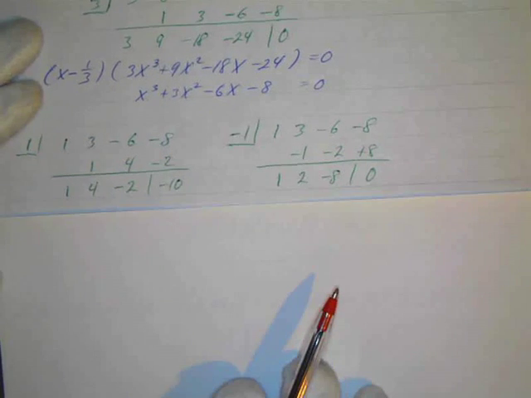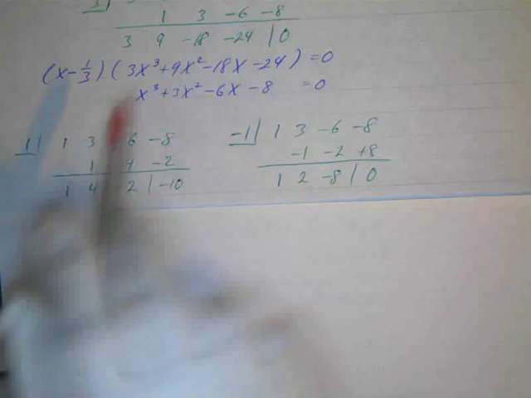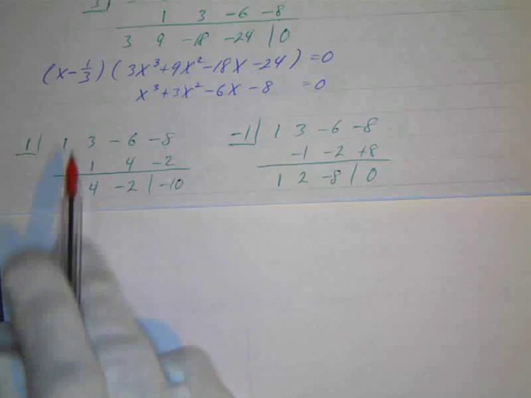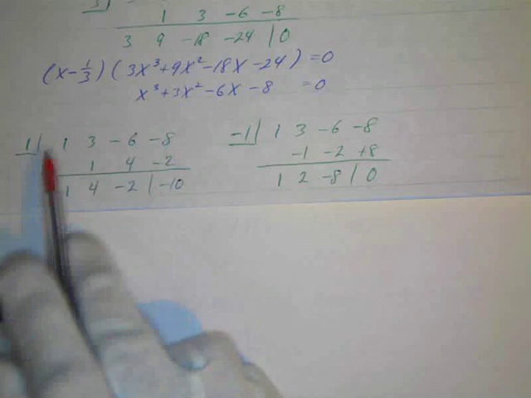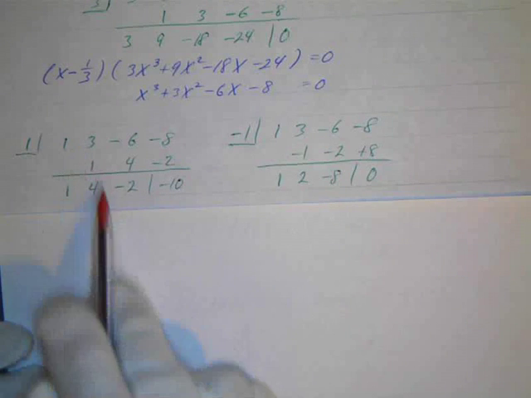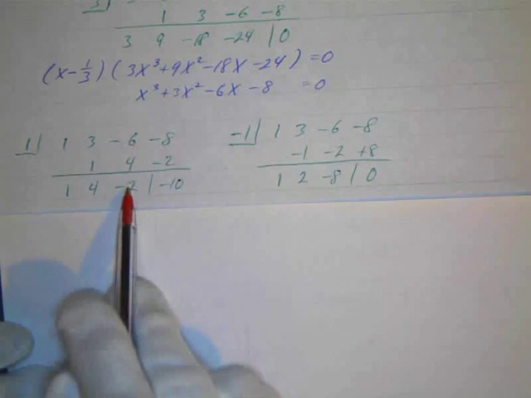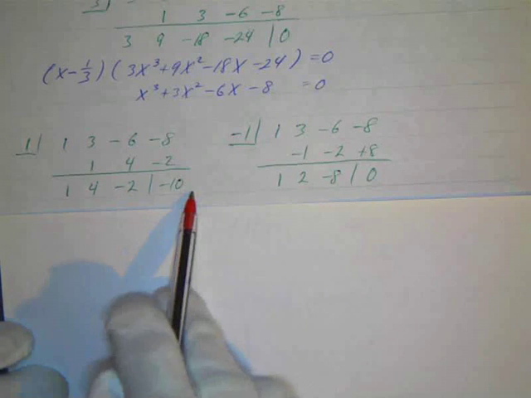So I tried, first of all, since I did 1/3, I'm going to try 1. I used these numbers, 1, 3, negative 6, negative 8. Bring down your 1. 1 times 1 is 1. That's 4. 1 times 4 is 4. That's negative 2. 1 times negative 2 is negative 2. That's negative 10. Didn't work.